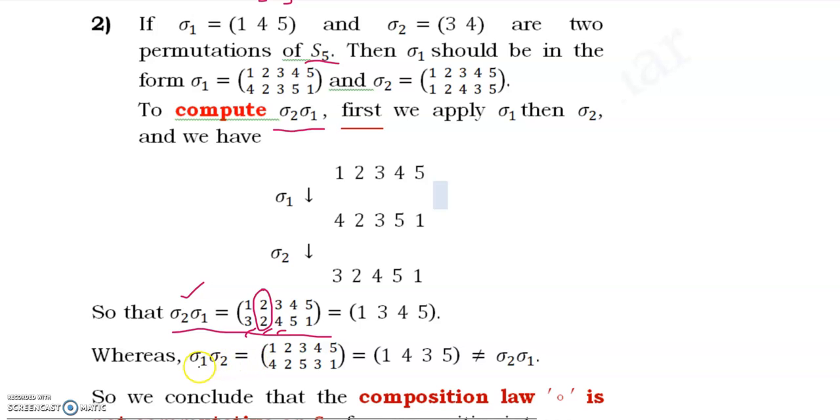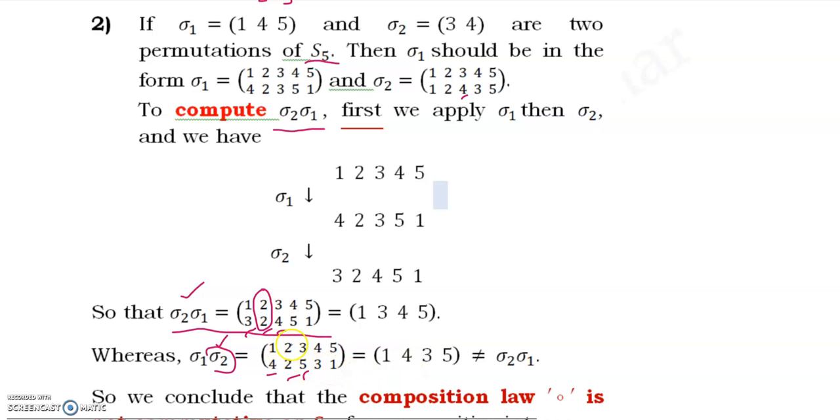Similarly, you calculate sigma 1, sigma 2. How to calculate sigma 1, sigma 2? You start from here, the right side. First you do sigma 2, which means now you go to sigma 2. 1 goes to 1, here 1 goes to 4. So write 4. See here, 2 goes to 2, here 2 goes to 2. So write it here. See, 3 goes to 4, this 4 here goes to 5. So which means 5. Similarly, you can complete the remaining. So sigma 1, sigma 2 is this.